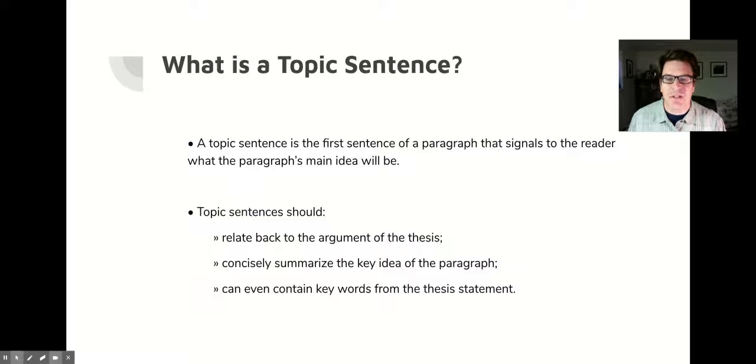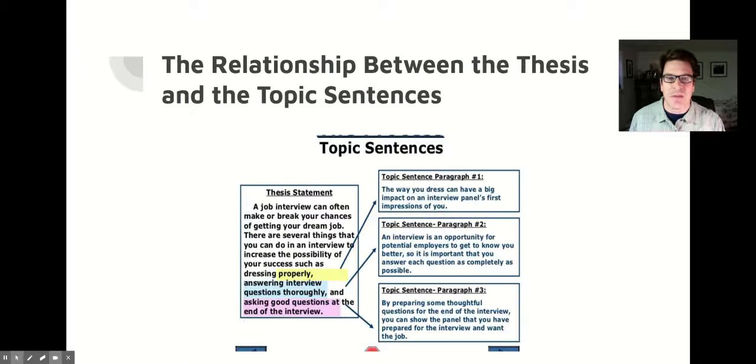A topic sentence is usually the first sentence in the paragraph that signals to the reader what the paragraph's main idea is going to be. And this part's where you get this connection. The topic sentence, especially if you use a key term, should relate back to that thesis statement that you've used and summarize the key idea or main point of that paragraph.